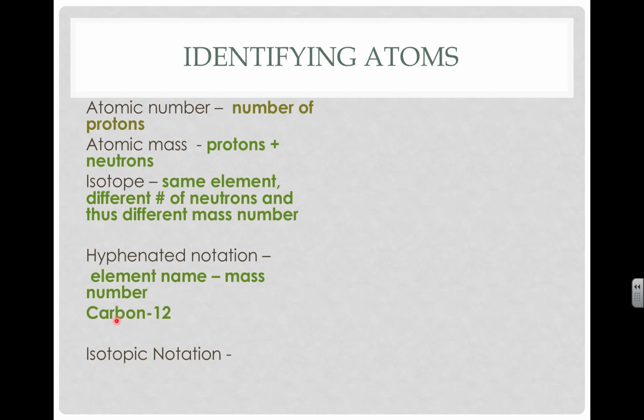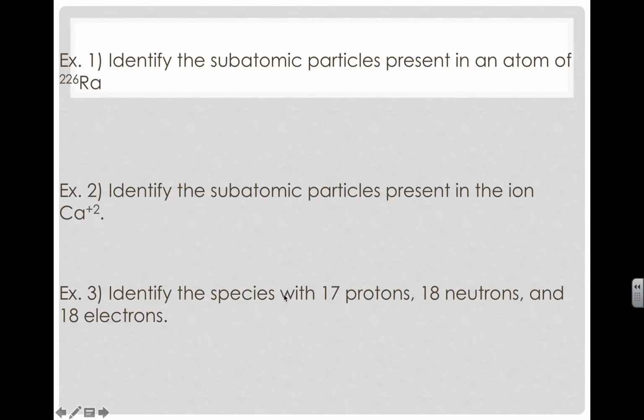So hyphen notation, we'll say carbon-12. That means that it's the element carbon. It has 6 protons, but its mass number is 12. And for isotopic notation, it would be a C right here. You would sometimes have a 6. The 6 is optional. That shows you how many protons there are. And then you would write a 12 right there. Okay, so that would be isotopic notation.